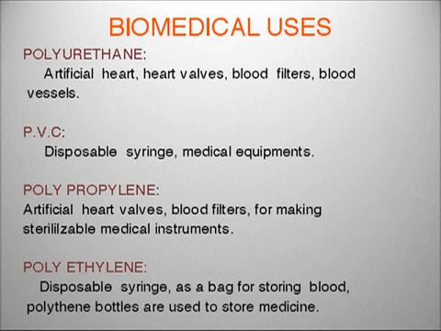Polyvinyl chloride is used to make disposable syringes and medical equipment. Polypropylene is used for artificial heart valves, blood filters and for making sterilizable medical instruments. The last one is polyethylene. It is used to make disposable syringes and as a bag for storing blood. Polythene bottles are used to store medicine.